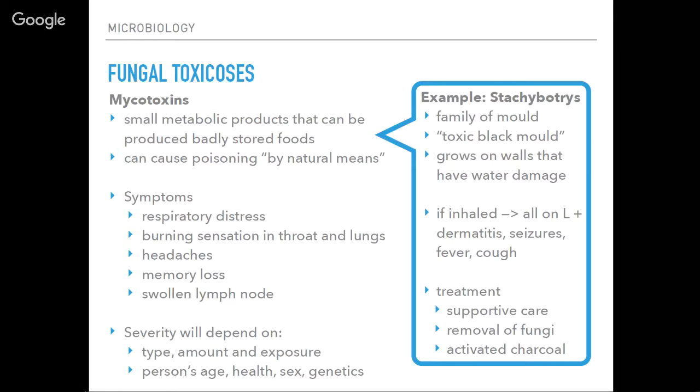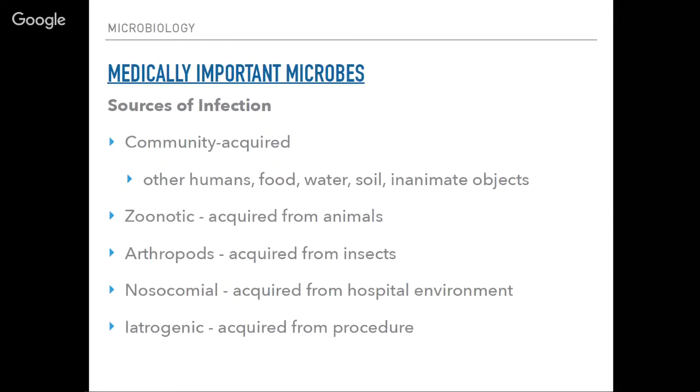How can you inhale them? If you've ever been to a really old house with leaky water pipes or whatever, and you see black mold on the wall, that is Stachybotrys of some sort. If you inhale their spores or their cells, they will basically grow inside you. The only way to get rid of them is activated charcoal, which is like a filter. And supportive care basically means helping the symptoms, because you might be in pain, you might be coughing a lot, etc. So that's it.